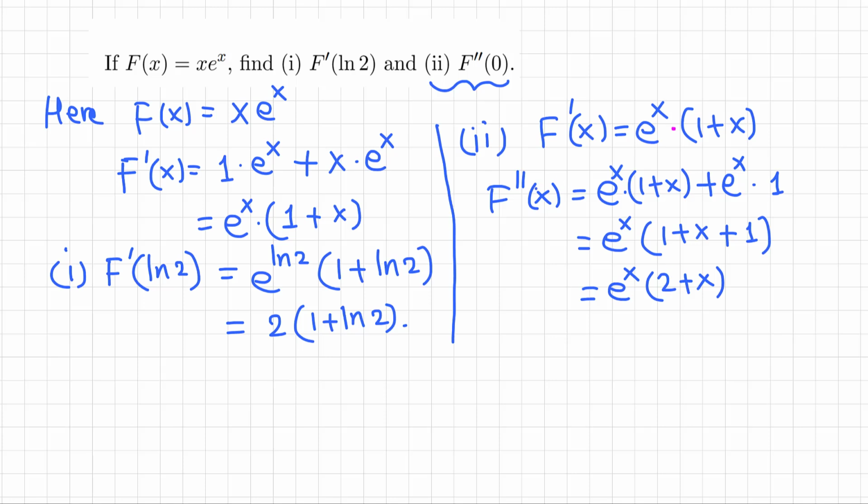Now we need to evaluate this derivative at 0, f double prime of 0. So f double prime at 0 means replace x by 0. e to the 0, okay, e is an irrational number. A number raised to 0 is 1, times quantity 2 plus x, where x is 0, right? We are replacing it by 0. So this is simply 1 times 2, which is simply 2. So 2 is the answer.